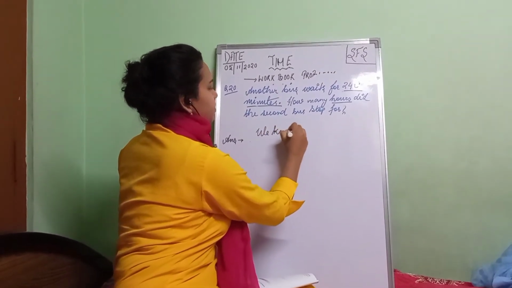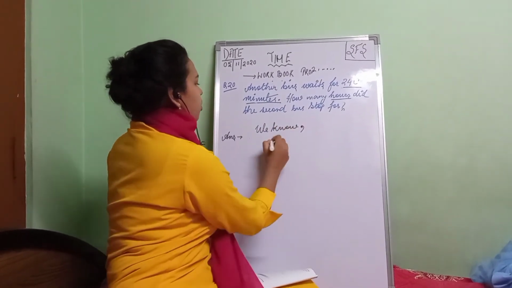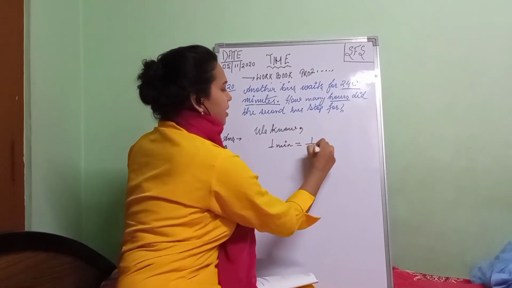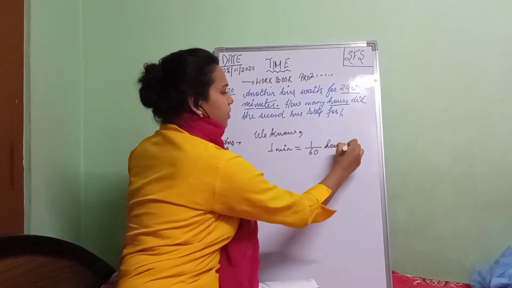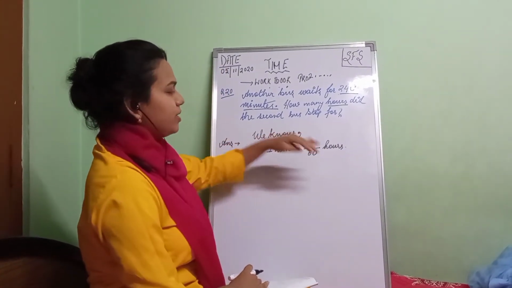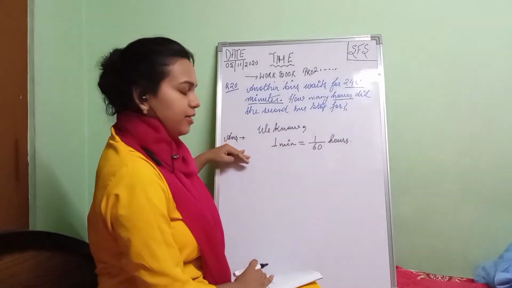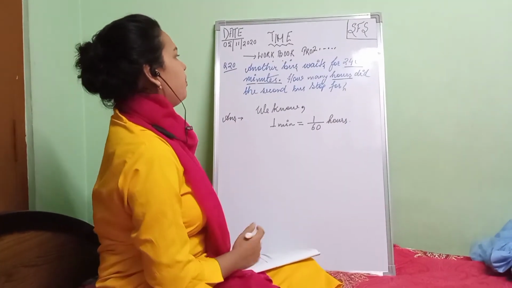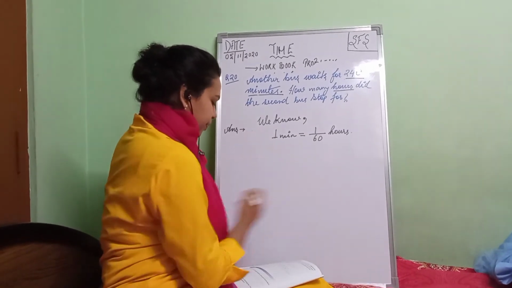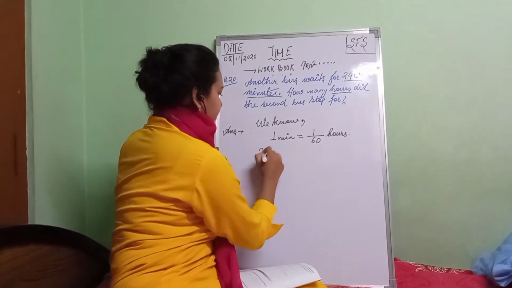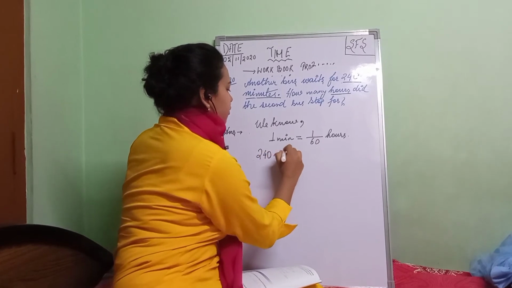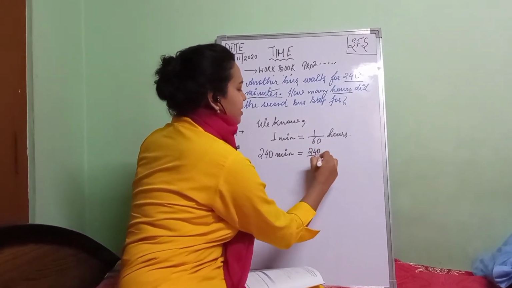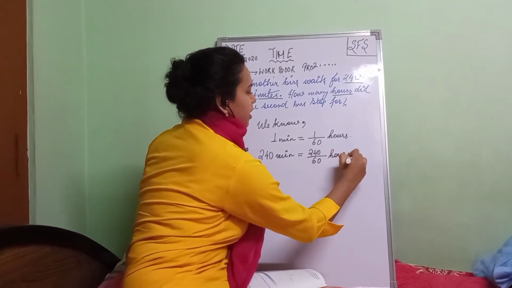So, what do we know? We know that 1 minute is equal to 1 by 60 hours. Right, children? Minutes to hours, minutes to seconds, right? So 1 minute is equal to 1 by 60 hours. So 240 minutes will be 240 divided by 60 hours, right?